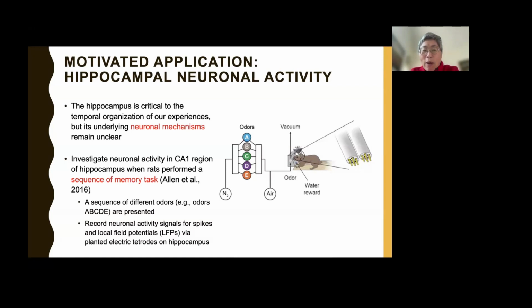Now, the question is why we care about this temporal organization. Many diseases, especially Alzheimer's disease, are very related to episodic memory. It's not that patients don't remember anything at all, but they don't have this temporal organization. This part is really missing. So in the hippocampus area, there is a specific region we call CA1, located in the hippocampus.